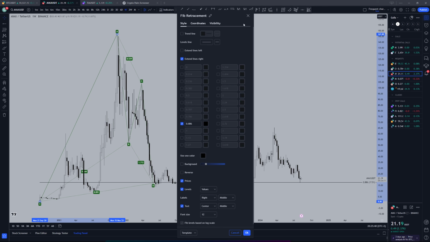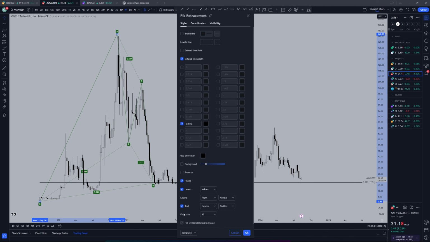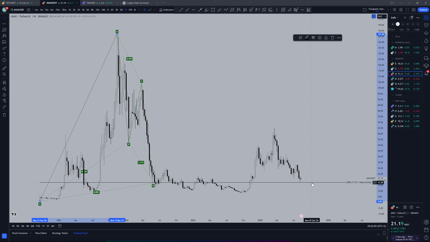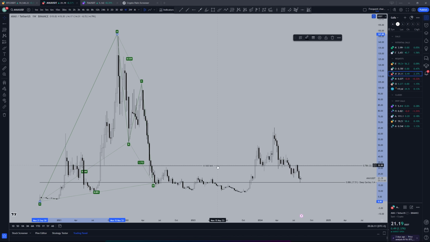I can put text on these, right? Oh, right over here. So that's your deep Gartley X to A. Text on the right. And I'll take the 786 as well as a level. Or at least 786.